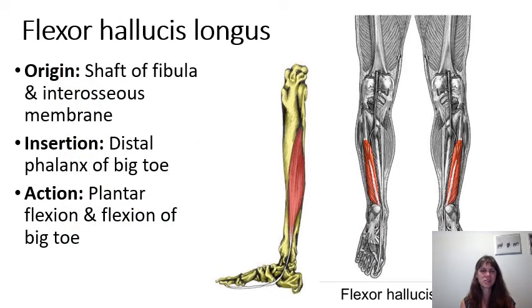Here we have some pictures of flexor hallucis longus, which originates on the shaft of the fibula and the interosseous membrane and inserts on the distal phalanx of the big toe, which you remember is hallux. The action of flexor hallucis longus is plantar flexion and flexion of the big toe.